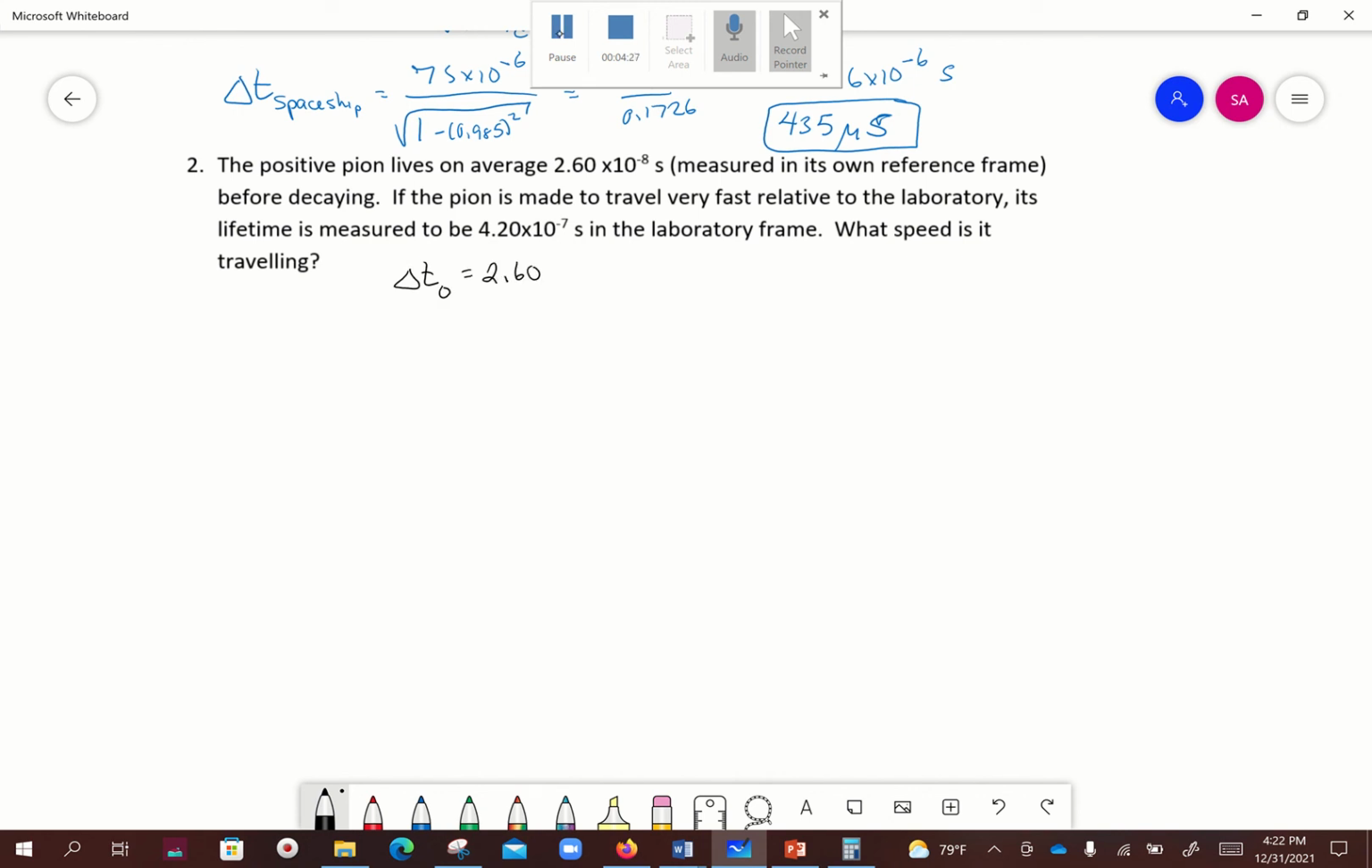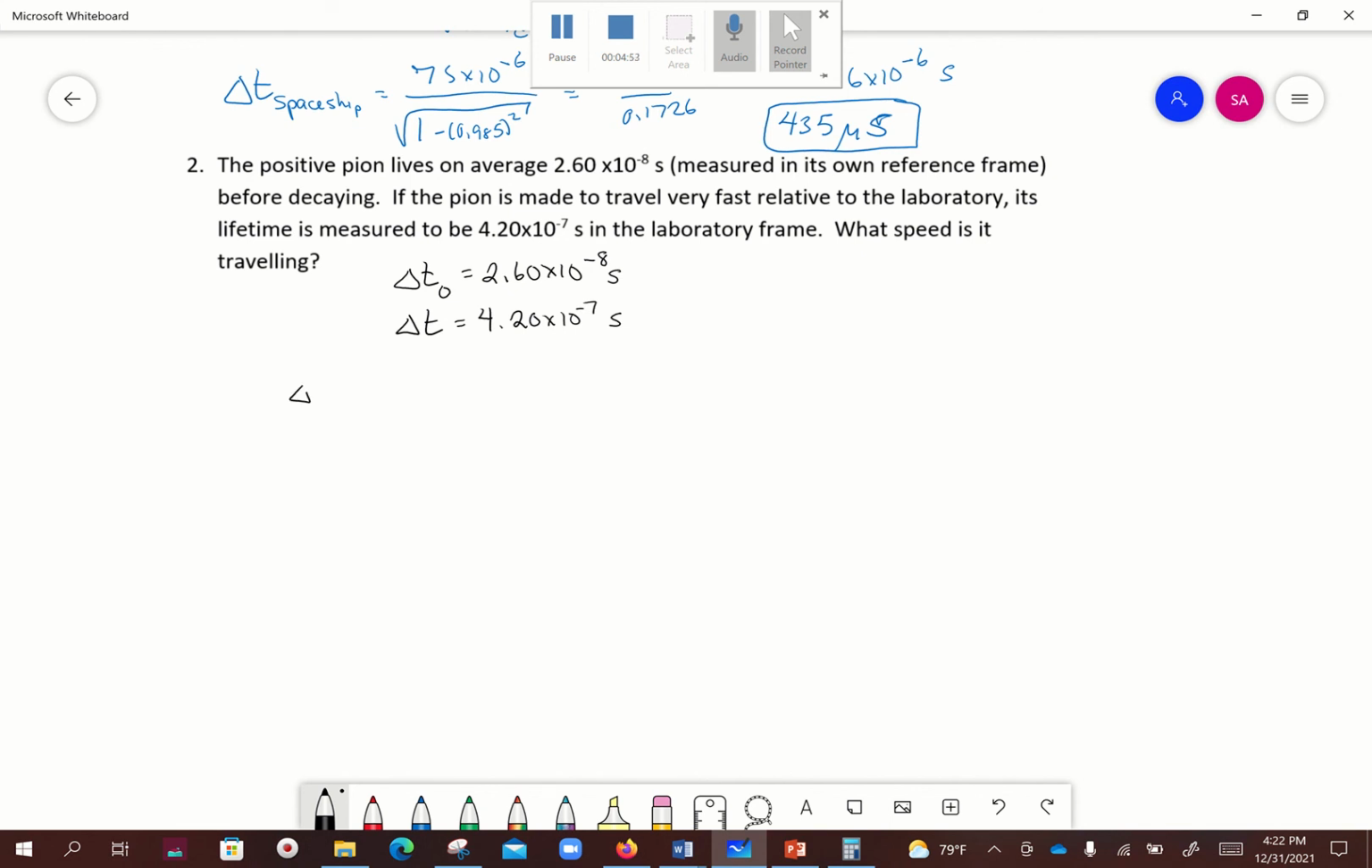It's 2.60 times 10 to the minus 8 seconds. And if we take that pion and put it in an accelerator so it travels really, really fast, the person who's in the lab will measure that it lives longer, that it lives 4.20 times 10 to the minus 7 seconds. Okay, so we want to know what speed it is traveling.